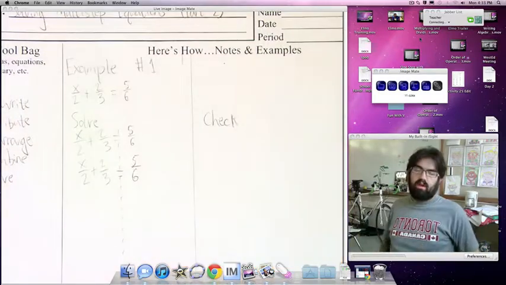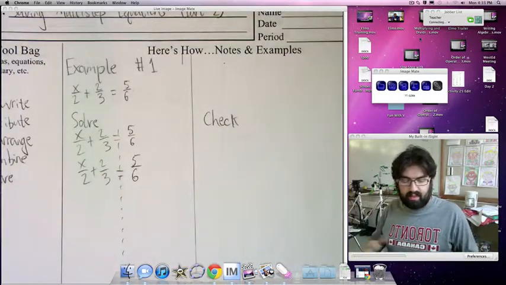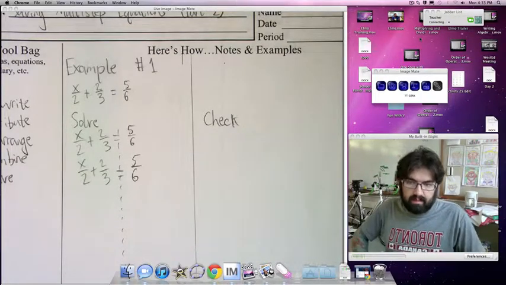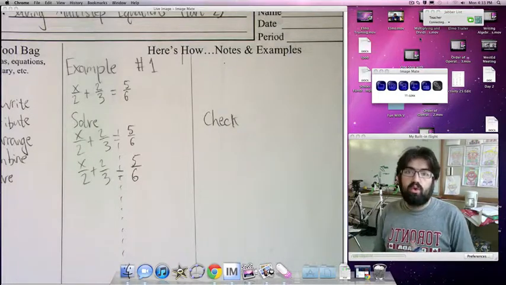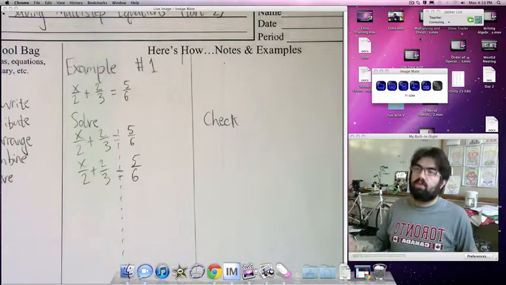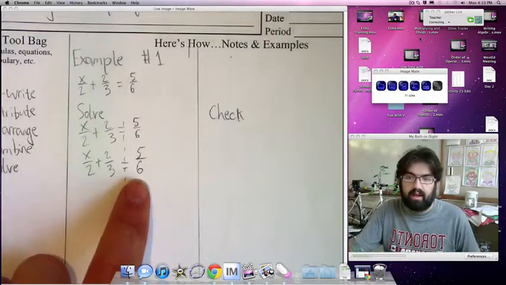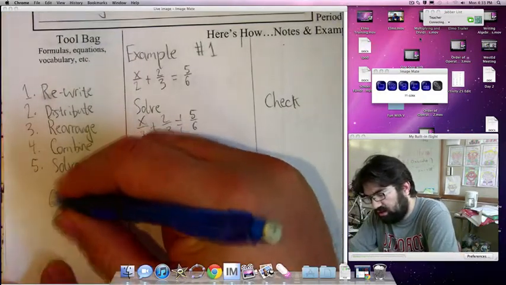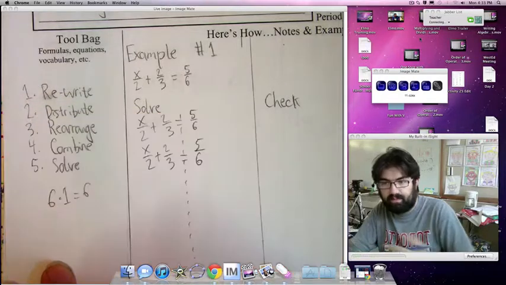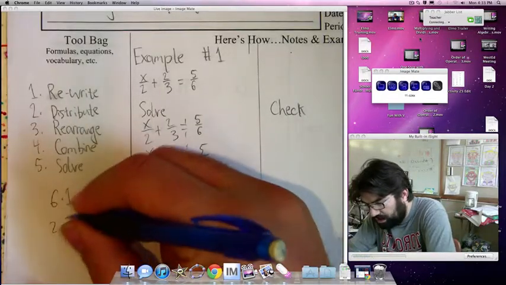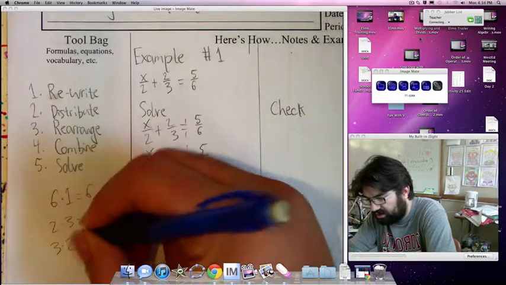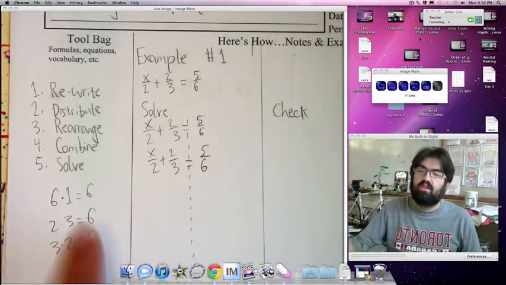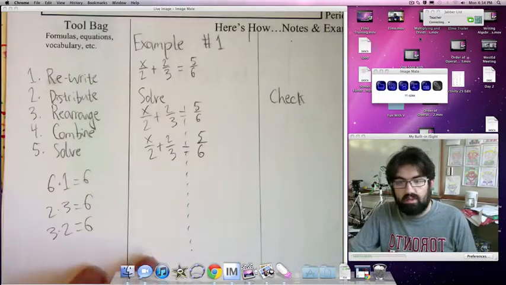Okay, so first thing I'm going to do is figure out exactly what's going on. Well, if I think about it, I have a denominator of 2 and a denominator of 3. 2 times 3 is 6, and look, there's already 6 right here. So I'm going to do what I did last time. I'm going to do that over here on the side. I know 6 times 1 is already 6, right? 2 times 3 is 6, and 3 times 2 is 6. So we know the lowest common denominator is 6. So let's just go ahead and use that.